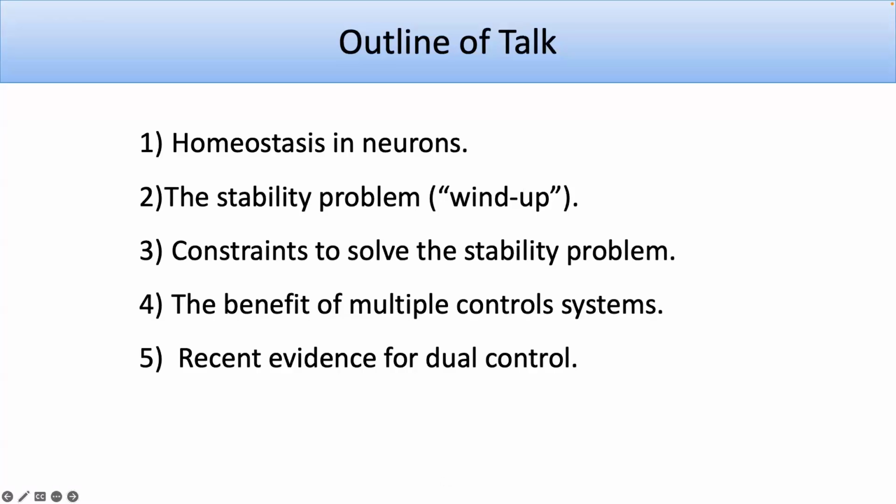I'll point out a stability problem, how we can solve it, and why you might want more than one control system. We had kind of left it at that, but there's some recent evidence that there is more than one control system. And I'll explain how you can distinguish one system with multiple outputs from maybe two different systems.